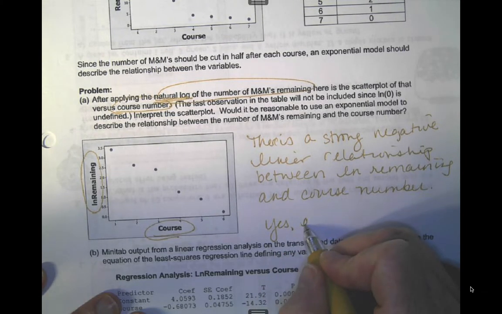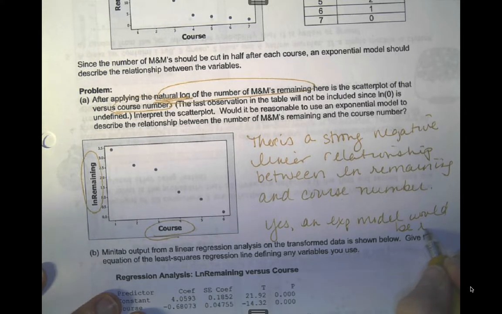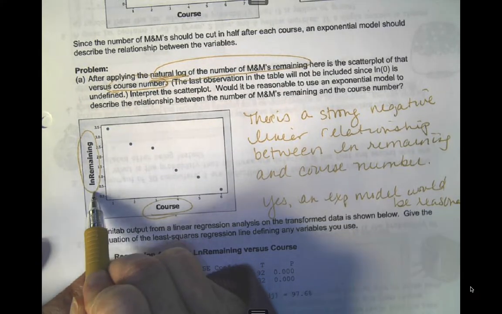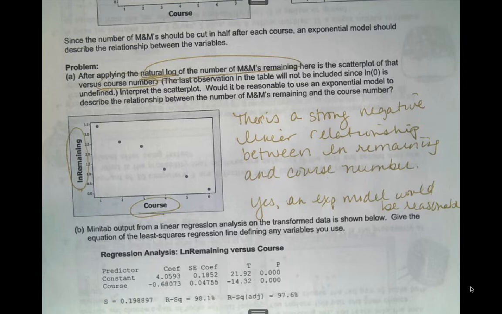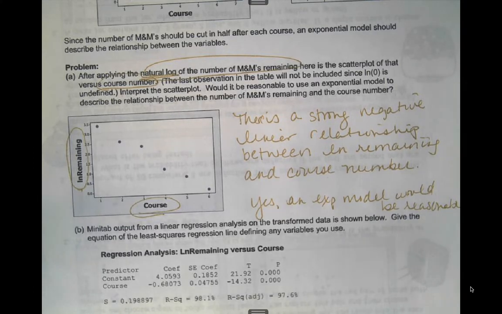Yes, an exponential model would be reasonable. All right, again, the reason why I'm saying this is because when they took the natural log of just the y variable, I am now seeing a linear relationship. If they had to take the natural log of both to get that linear relationship, then it would not be reasonable to use exponential. It would be reasonable to use the power.